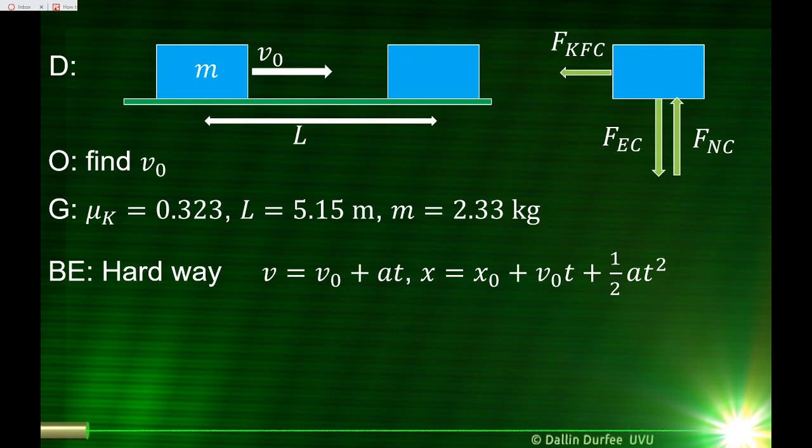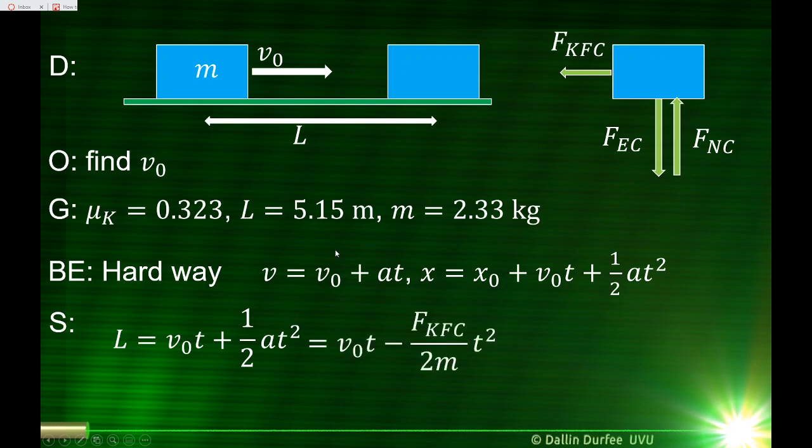So first, for my symbolic solution, I'm going to start with the x equation. And x minus x0, that's just the distance we traveled, which is L. So L is just equal to v0t plus 1/2 at squared. But the acceleration is just the net force divided by mass. And gravity and the normal force cancel out, so we just have this force in the negative x direction, which is the force due to kinetic friction on the crate. And so the acceleration is that force divided by m.